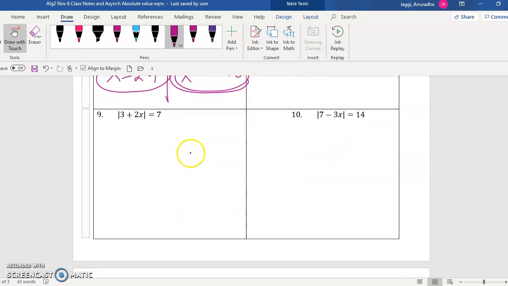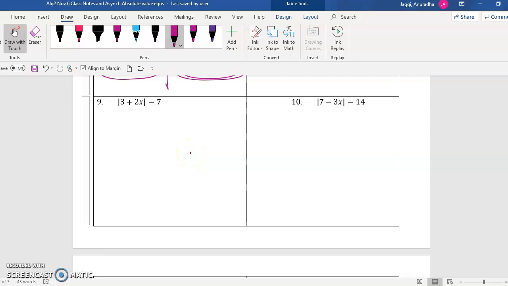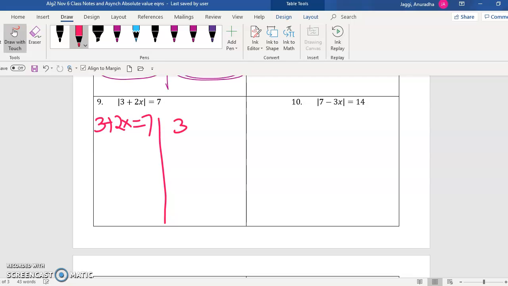Now, let's take up another example. The absolute value of 3 plus 2x equals 7. First check, is the left hand side of the equation only the absolute value sign with something inside it? Yes. Is the right hand side of the equation only positive? Yes. So now I'm ready to split it into two parts. 3 plus 2x equals 7, and here 3 plus 2x equals negative 7, right?